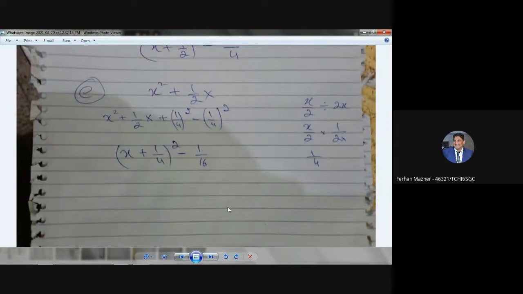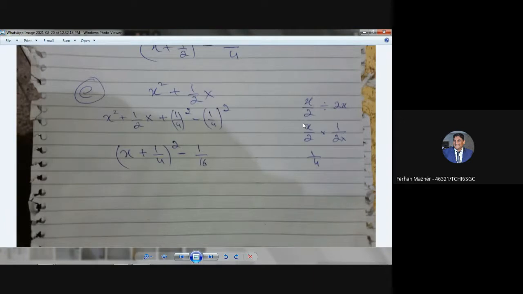Okay, so this is the E part on your screen, x squared plus 1 by 2x. A little tricky question. The basic thing is same, but the only problem is it involves a fraction with the term which has x. So my method is exactly the same. I will take that term which has x in it, and I will divide it with the 2x, because now a fraction is involved. I'm using this technique. So you see x by 2 divided by 2x. So this is what you have to do. You take the term which has x in it and you divide it with the 2x.